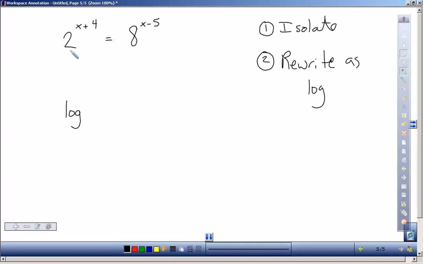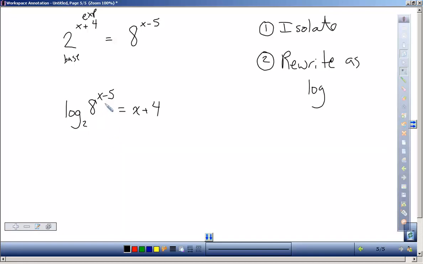So I'm going to rewrite this as a log. So a base is a base is a base. So my base is going to be 2. So I've got log base 2. The exponent is what it's equal to. So I've got my base, and then my exponent is x plus 4. And then whatever it's equal to is what goes here. So this is going to be 8 to the x minus 5 power.